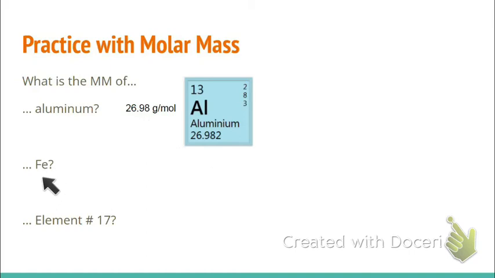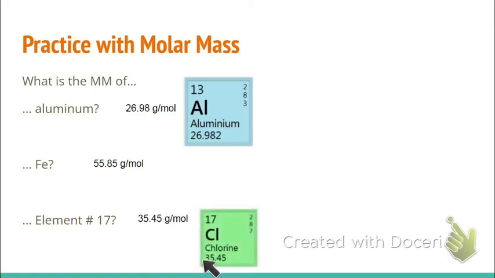Fe, otherwise known as iron, has a molar mass of 55.85 grams per mole. We get that number again from the periodic table. Element number 17 is 35.45 grams per mole. That's chlorine. And you can see here that, again, that decimal number that we formerly knew as the average atomic mass can also be used as molar mass.